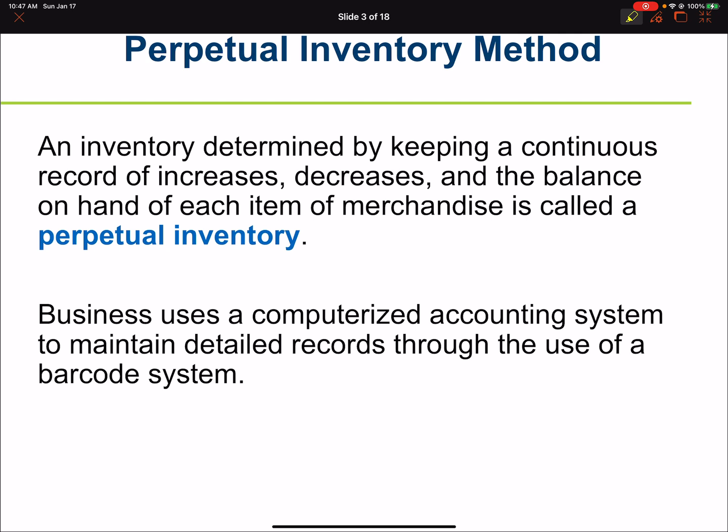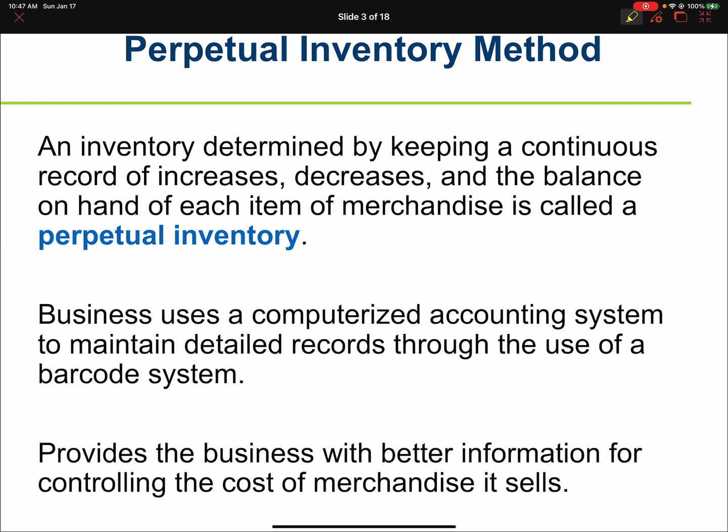Businesses that use the perpetual inventory method usually have computerized accounting systems to efficiently maintain the detailed records that are required. Those records would include a record for the units purchased and sold, as well as a current quantity on hand. When the barcode of merchandise is scanned, the system instantly records the sale price and updates the merchandise inventory. The perpetual inventory method provides a business with better information for controlling the cost of merchandise it sells. So again, as you use the barcode, it keeps track of everything in a perpetual inventory method.